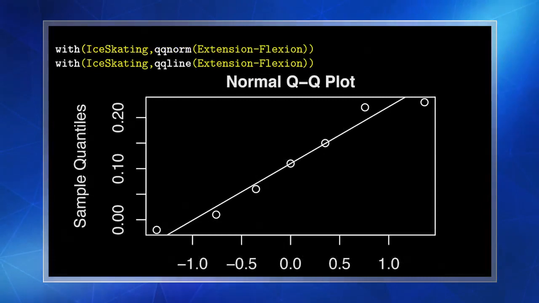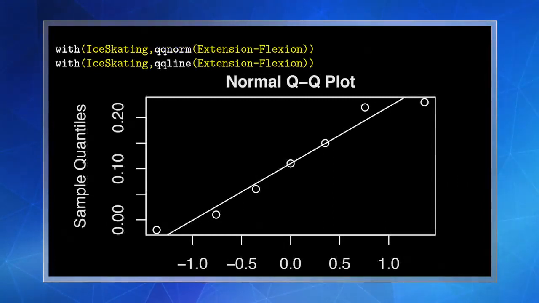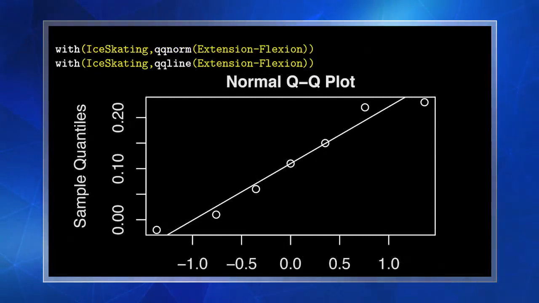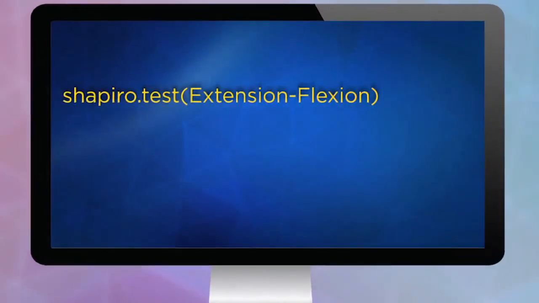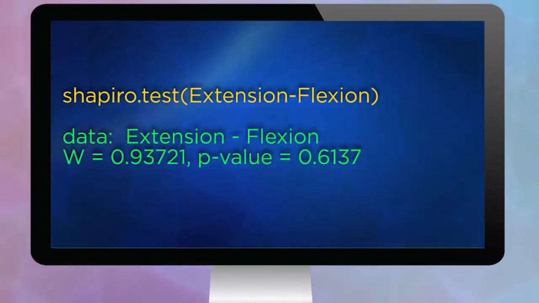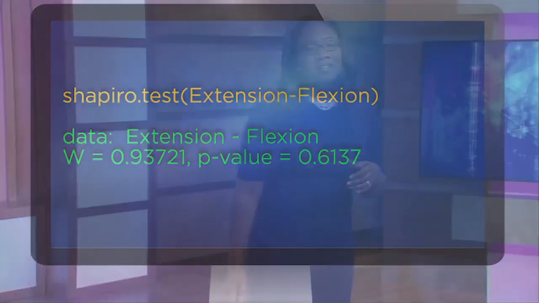Now here we see a QQ plot of the difference. And notice this looks a lot better. Right? See how our points are falling nicely along the line? And we can confirm this with the Shapiro-Wilk test. That gives us a p-value of 0.6137. So we've definitely got some normal data here.